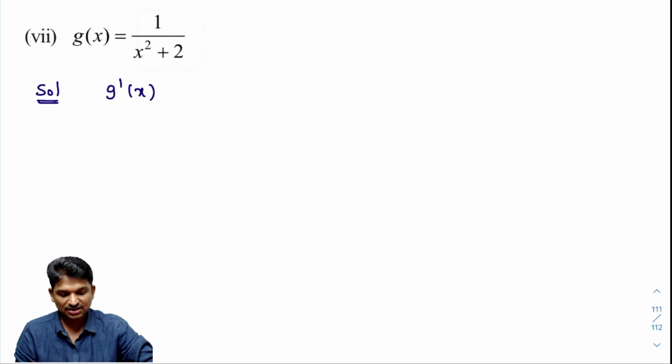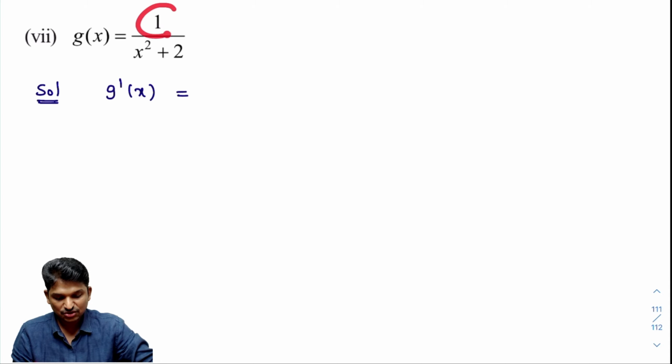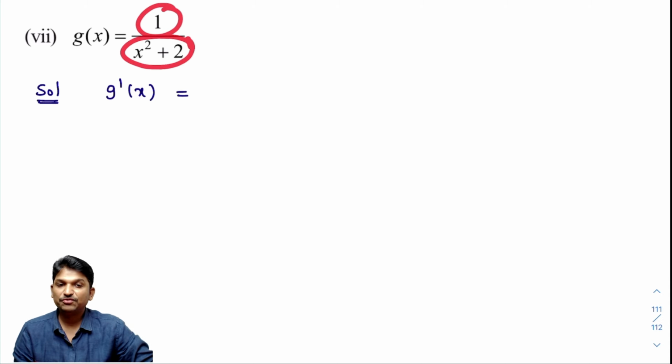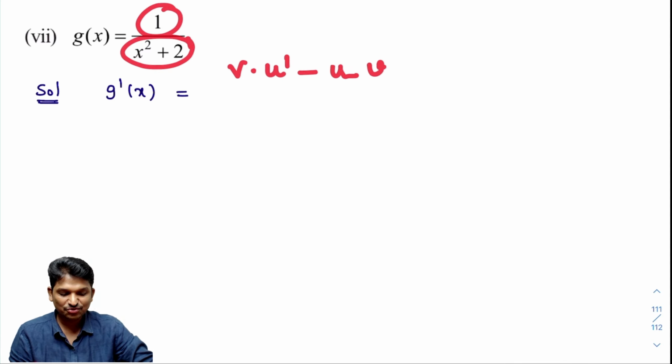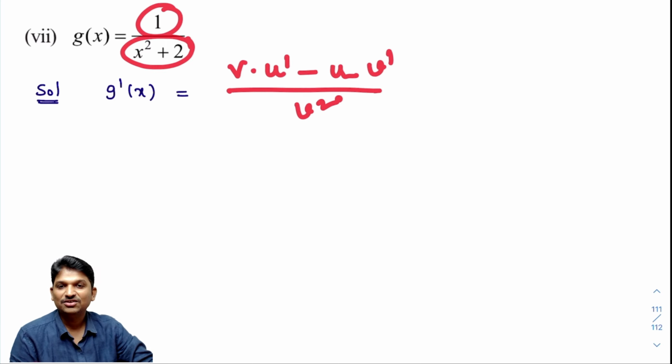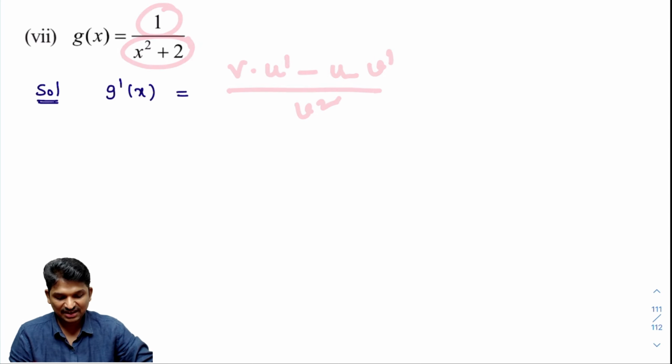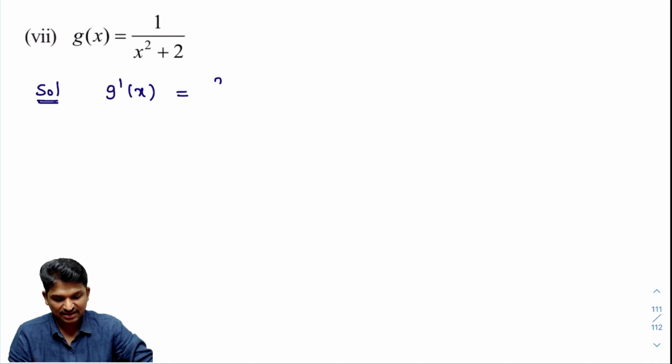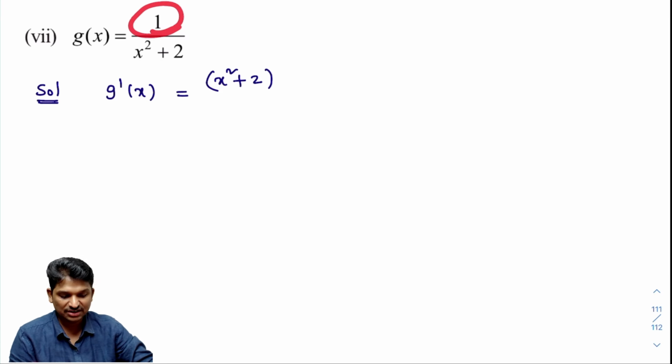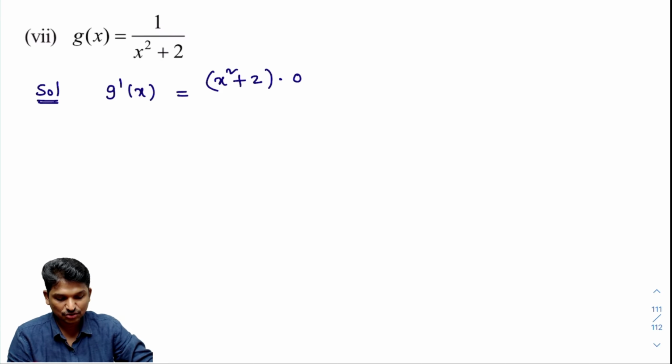So you know the u by v formula, right? What is the derivative of u by v? This is u, this is v. The u by v formula is: v into u dash, the derivative of u, minus u into v dash, divided by v square. So what is v here? v is x square plus 2. Okay, v into u dash. u dash means the derivative of 1. The derivative of 1 is 0.